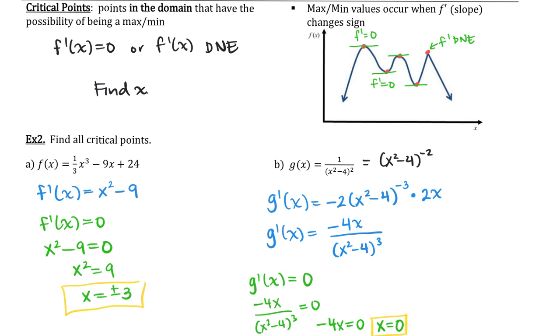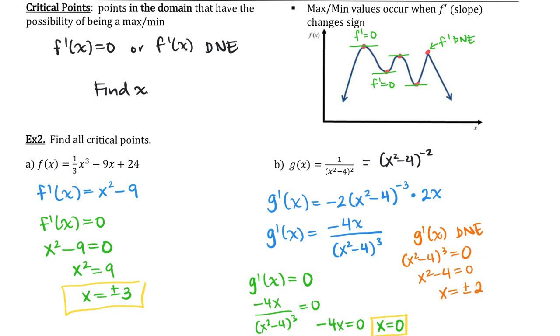Okay. I also need to consider when g prime of x doesn't exist. Since this is a fraction, when does g prime of x not exist? When the bottom is equal to 0. So let's set the bottom equal to 0. I'm going to third root it so I get x squared minus 4 equals 0. And then if I solve this, I'm going to get x equals plus or minus 2.